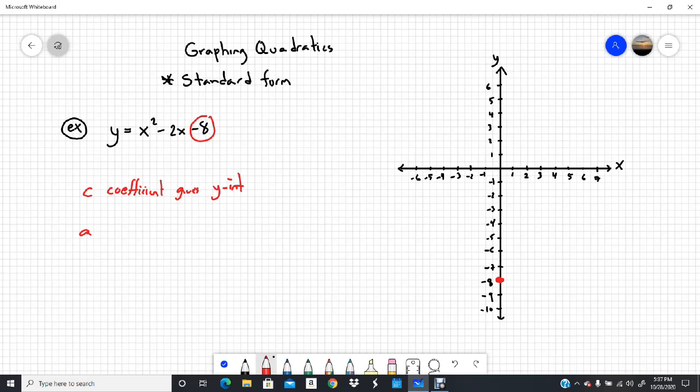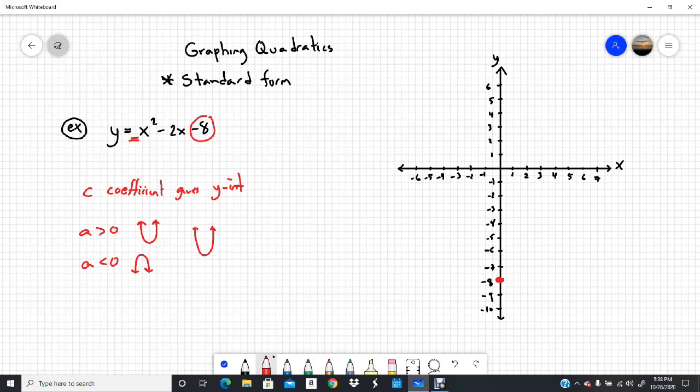The a coefficient tells us that if it's greater than 0, the quadratic is going to open upwards. If it's less than 0, it's going to open downwards. Now, looking at this example, there's a secret 1 attached to the x squared. So this quadratic is going to open upwards.